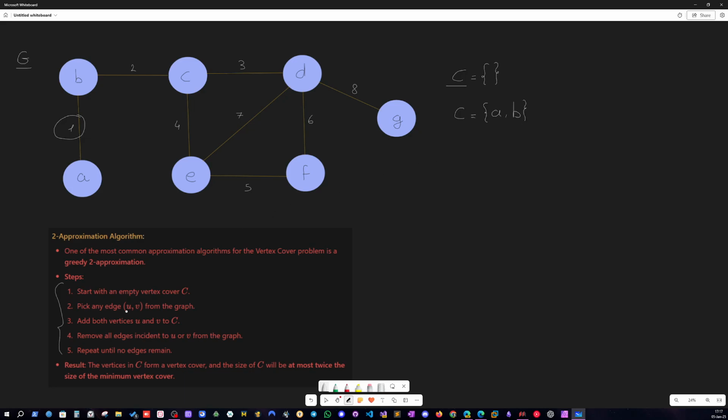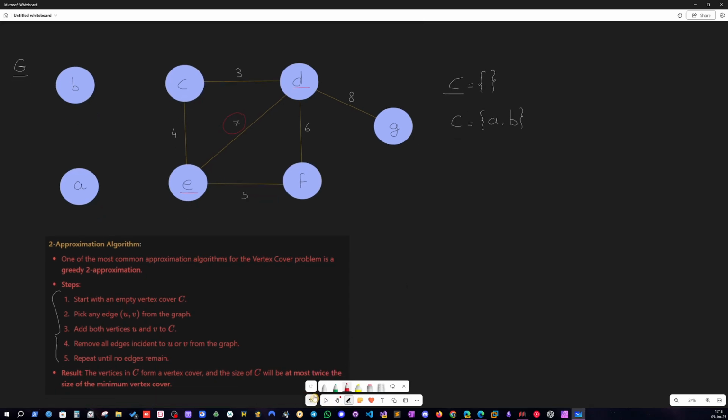Right, okay. Remove all the edges incident to U or V from the graph. So we have to remove 1 and 2. Well, let's totally remove them. And repeat this until no edges remain. So now we have to redo this. So randomly select an edge of the remaining graph. Let's pick this one randomly, 7. Well, now the endpoints are E and D, right? So we have to add E and D to the set C.